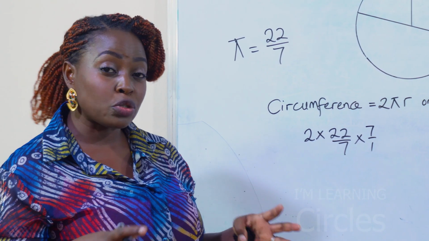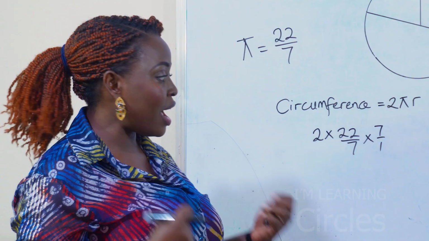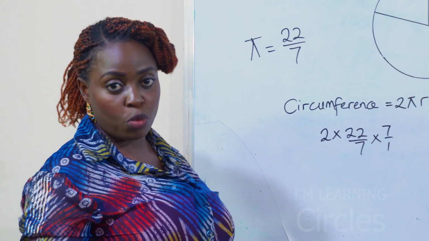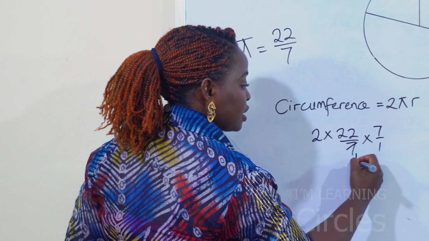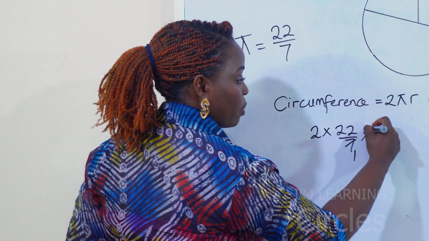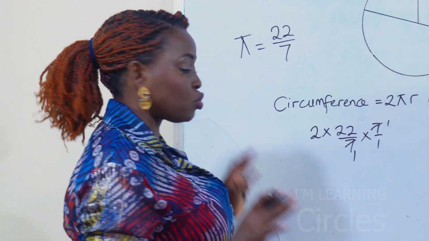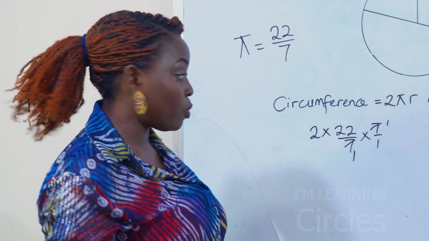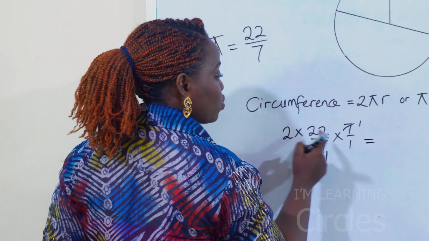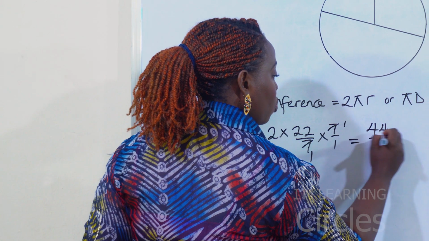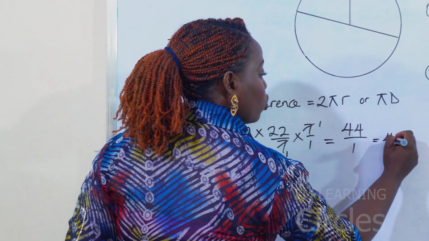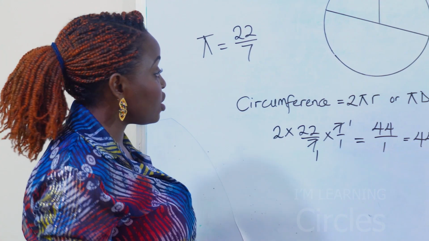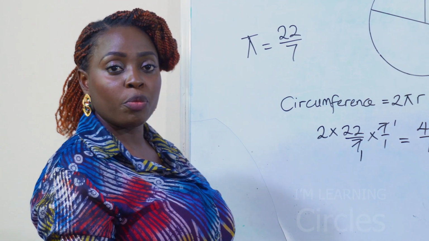Now remember, whenever you're solving a multiplication problem that has to do with fraction, it's always best to reduce before you multiply. So let's reduce this. This 7 will go in 7 one time. It will also go in this 7 one time. So let's look. Is there any other way we can reduce this? No. So now we can multiply. 2 times 22 is 44/1, which is equal to 44 centimeters. Now this is the circumference for number 1.